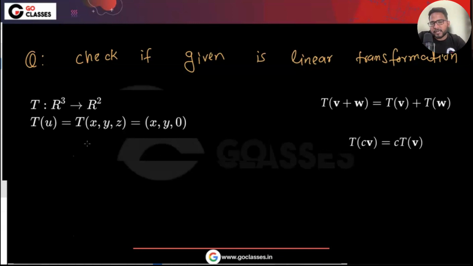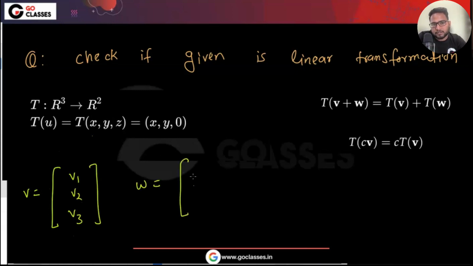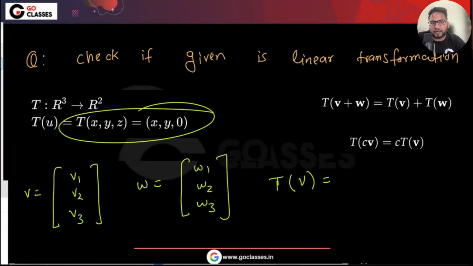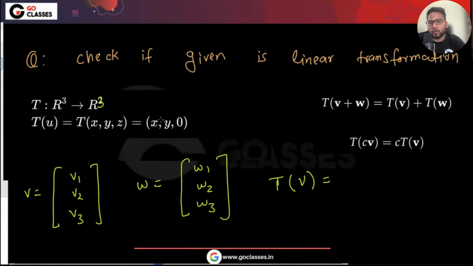Now, what you will do, you will check. Let's suppose you take any two vectors from R3. Let's suppose V is V1, V2, V3. W is W1, W2, W3. Can you tell me what is T of V? Based on this, it is just saying that, sorry, it is from R3 to R3 only. Sorry for the typo. So it is saying that you take XYZ and then you do XY0. So which means what is T of V? It will be V1, V2, and then 0.